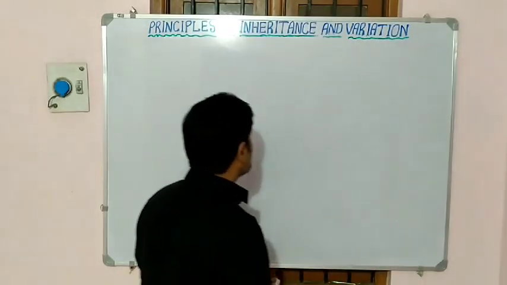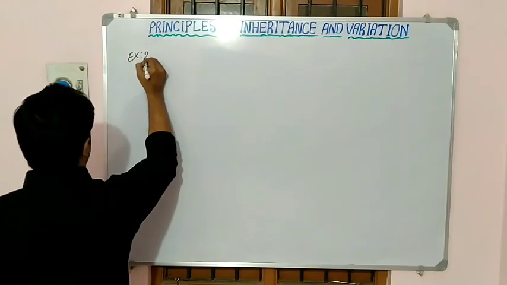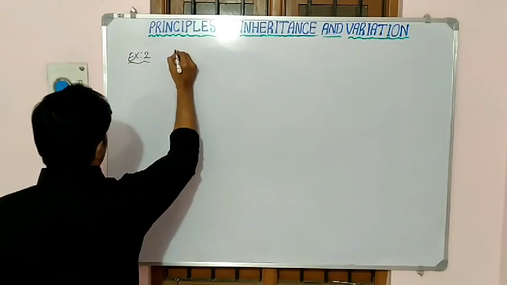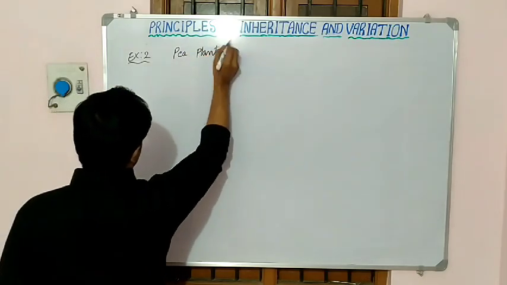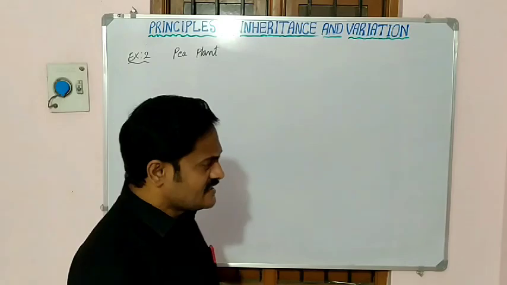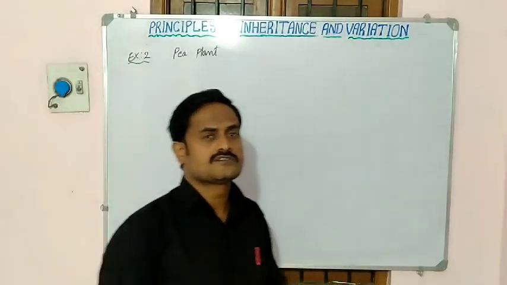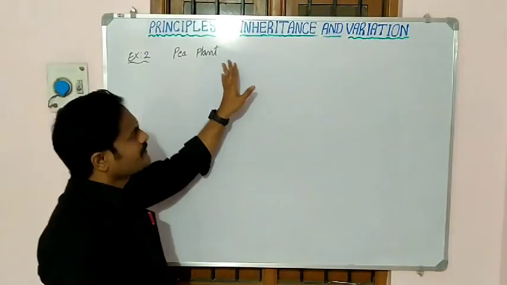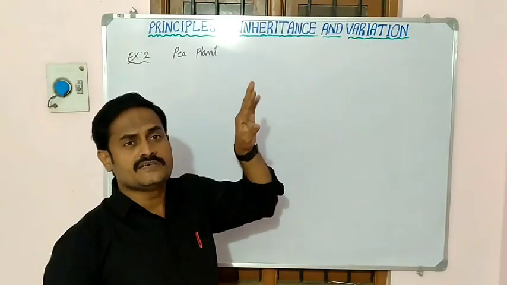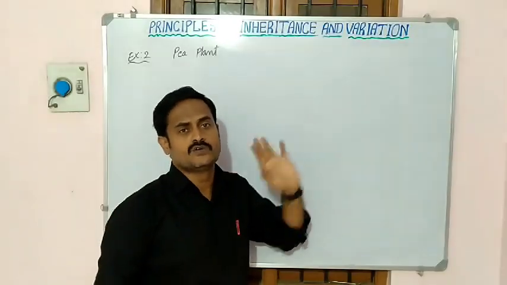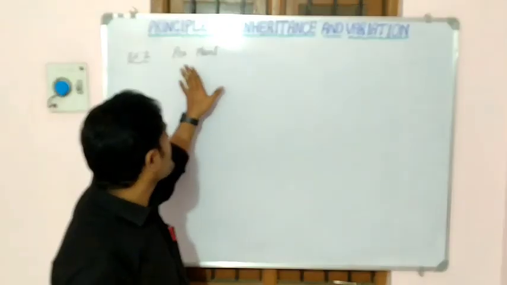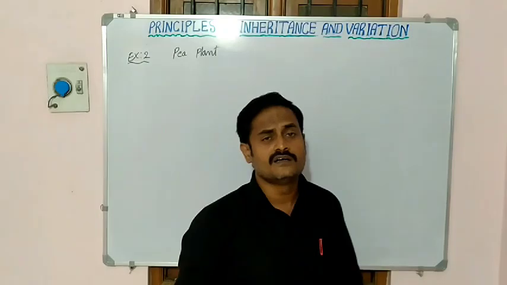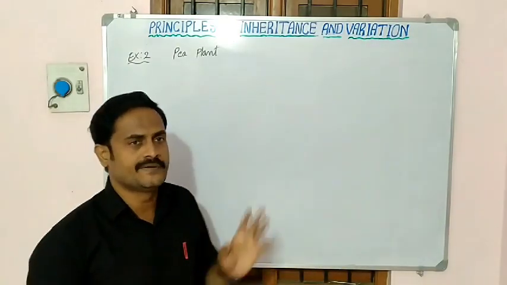See, example 2. In a pea plant, I will take a pea plant. Here also you have to remember the pleiotropy seen in human hemoglobin and also in the pea plant. So what is the example? What kind of changes do we notice in the pea plant?